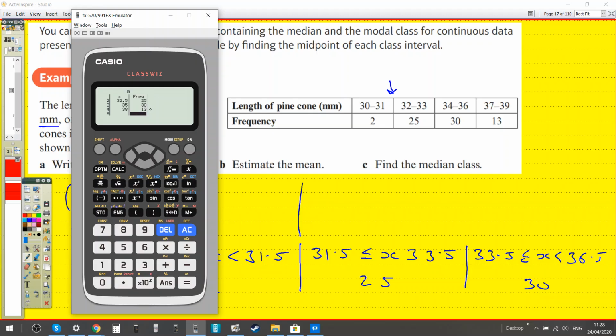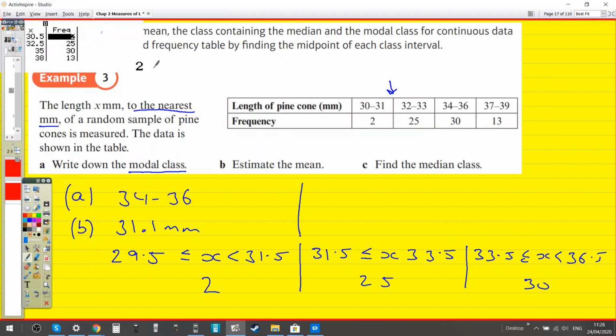I've got a mean of like 35.54. Okay, so 35.5 to 3 sig fig. Also, no, 34 point, sorry, 34.5. 34.5, sorry. And then C, median.